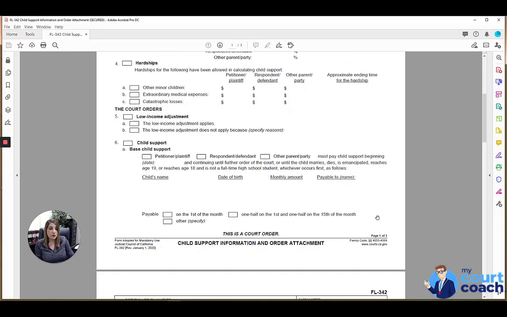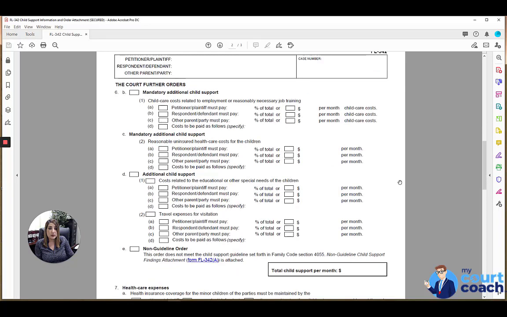If the court makes specific orders as to when the child support is to be paid within a given month, then you would mark the appropriate box. It can be the first of the month. A lot of times they'll order one half on the 1st, one half on the 15th, or if they make any other orders, you would identify that here. If the court does not say anything as to when the support is to be paid, leave this blank. That just means that the support will be considered paid timely so long as it's paid by the end of the month.